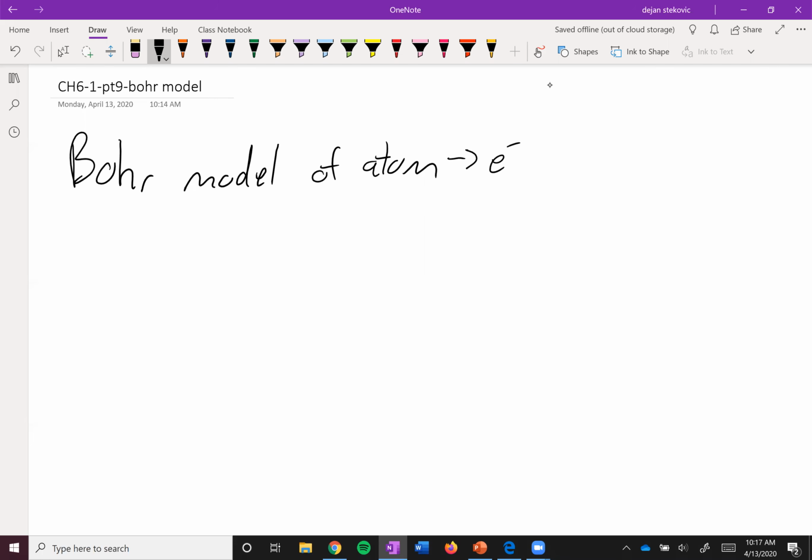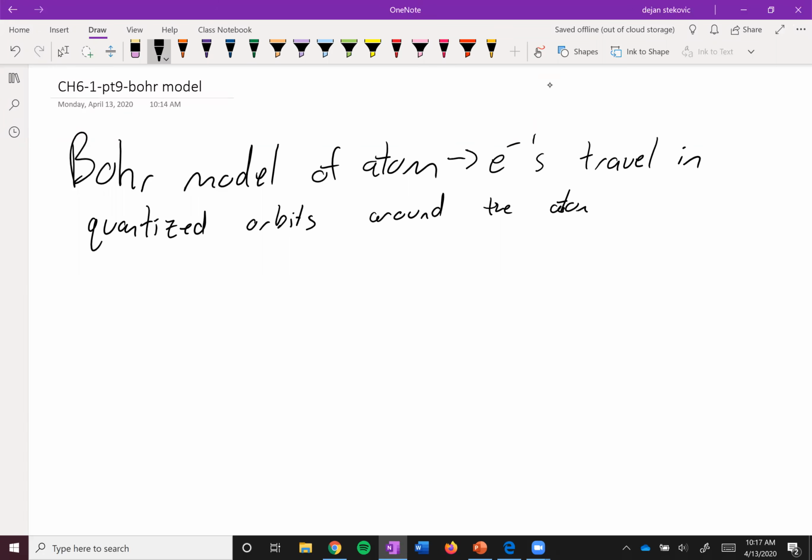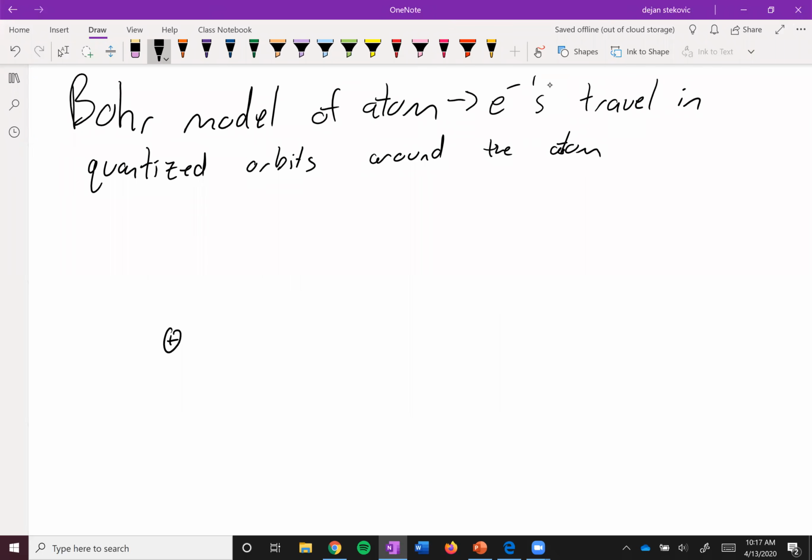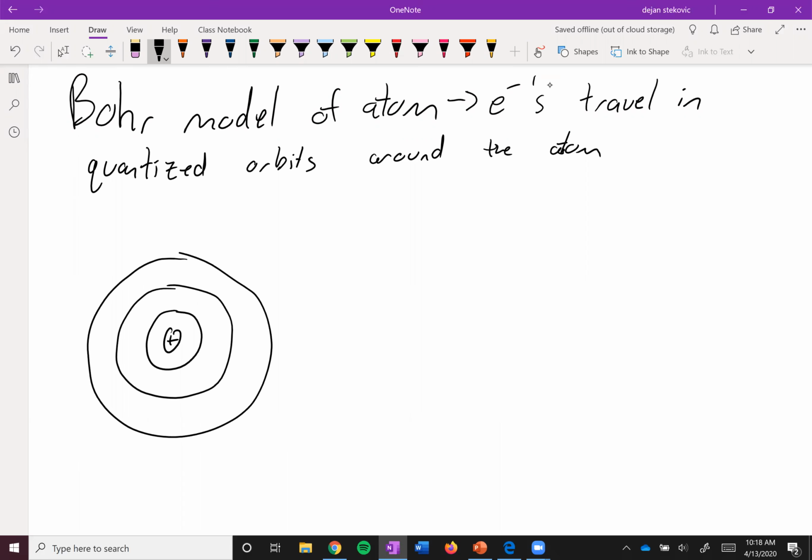So in the Bohr model of the atom, basically the electrons travel in quantized orbits around the atom. So we have our nucleus in the middle, and then around it we have orbits, right? And so the electron is allowed to be on these orbits, but is not allowed to be in between these orbits. And so we can think about exciting an electron up to an orbit and then having it de-excite back down. So these orbits, we can give energy levels of n equals 1, n equals 2, and then n equals 3.